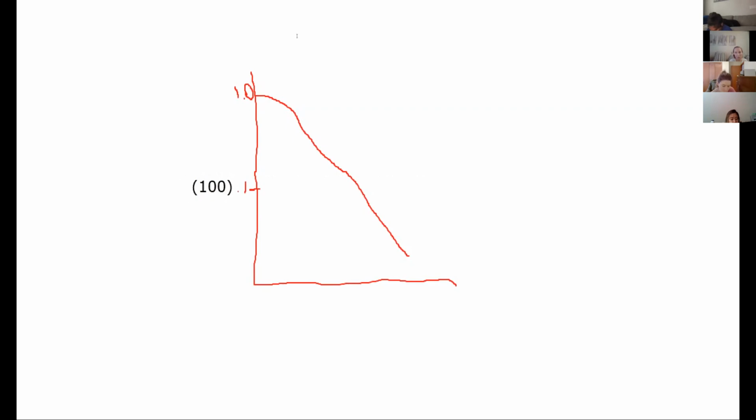We're going to draw a line straight across until it hits the curve. And we're going to drop a line straight down until it crosses the dose axis. I just refer to this as the dose at 100. That's my designated dose at 100. Okay.